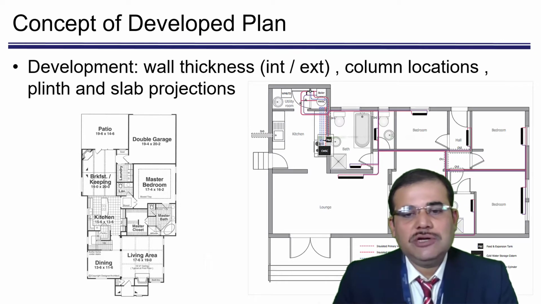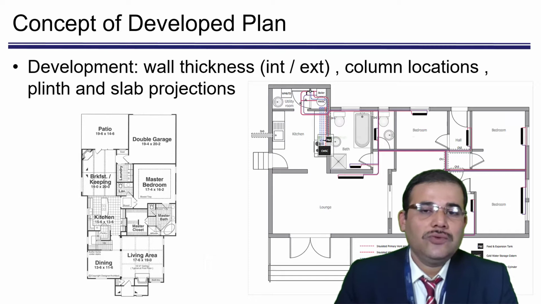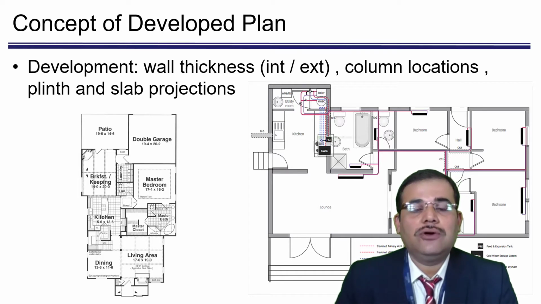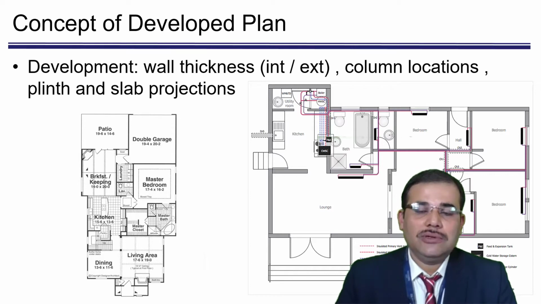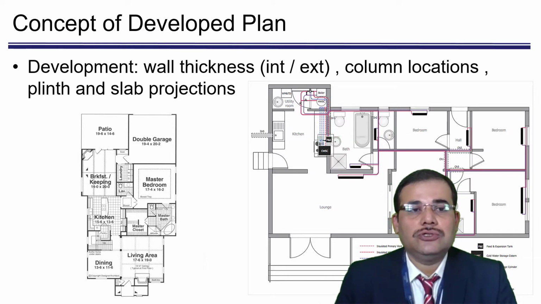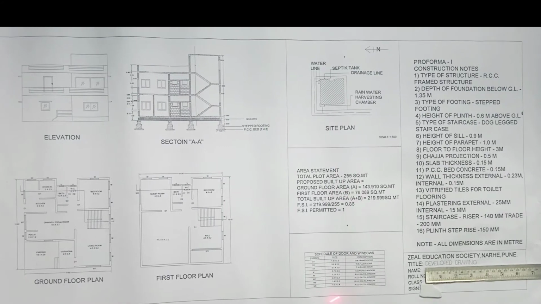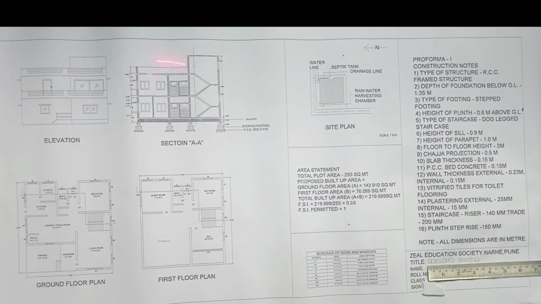The major difference between line plan and develop plan is that the line plan will not have any kind of wall thickness, whereas in the develop plan there will be the wall thickness as well as the projections shown. Now this is a develop plan. This particular sheet is a submission drawing sheet.